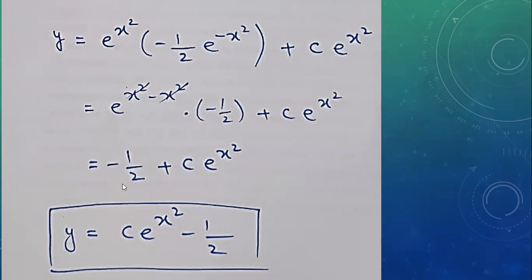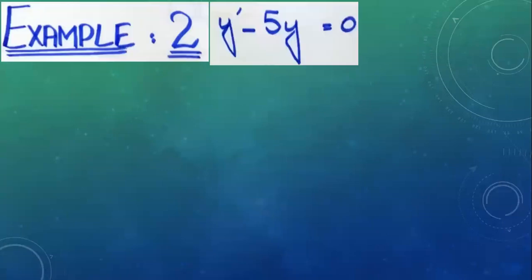So in the next step, you can see that here we have minus 1 by 2 plus c times exponential x square. Okay, if we just rearrange them, our final answer is y is equal to c times exponential power x square minus 1 by 2. And that's our required solution. Okay, so we move to another example.